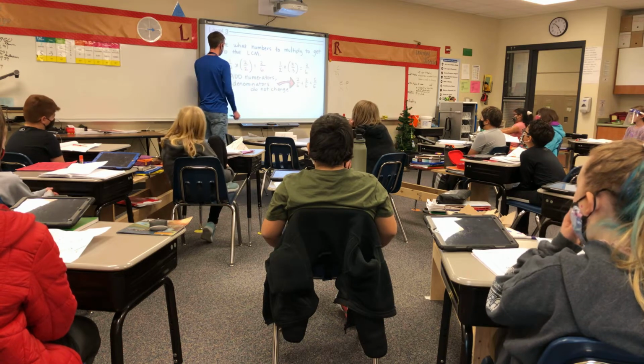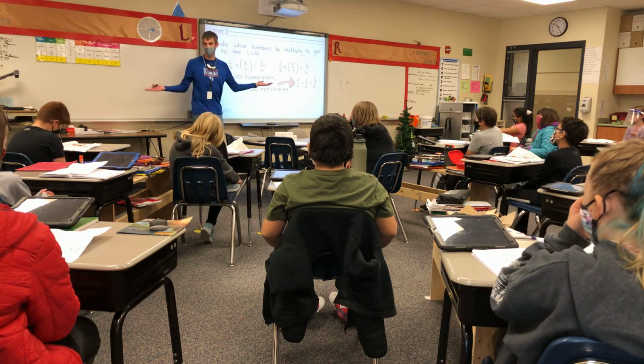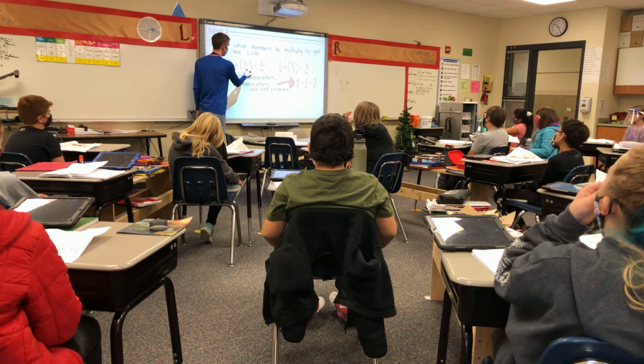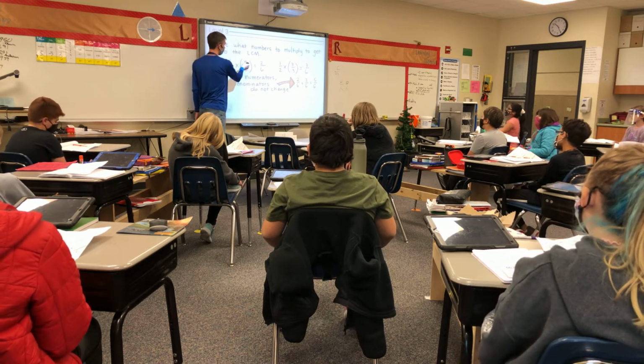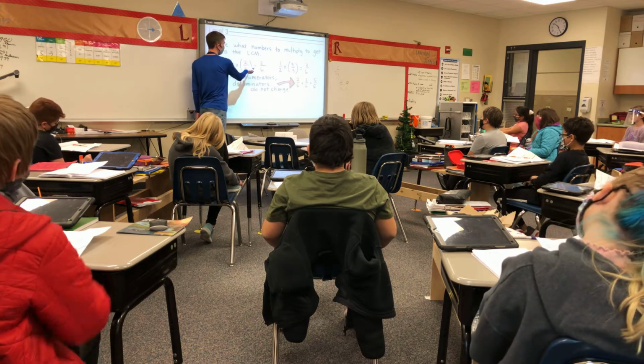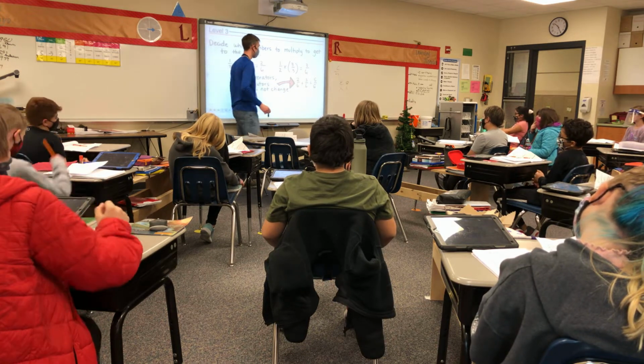In order to go from 3 to 6, what do I need to multiply 3 by? Class? 2. And what I do to the bottom, I do to the what, class? Top. So I'm doing 1 times 2, which is 2. 3 times 2, which is 6. Okay, so I've got my denominator 6.